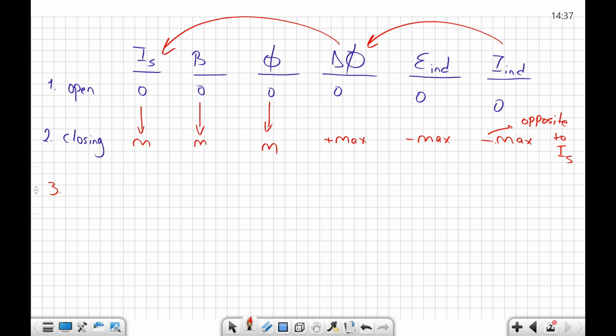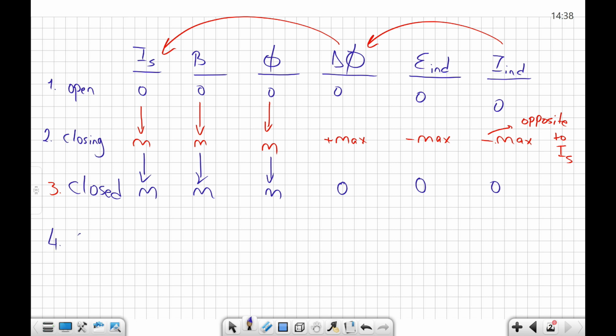In the third case, let's have the switch closed all the time. It is maximum, it stays maximum. There's no change because it is maximum, it stays as maximum. So since there's no change, there is no induced EMF, so there's no induced current either.